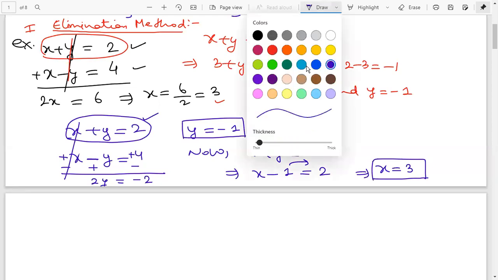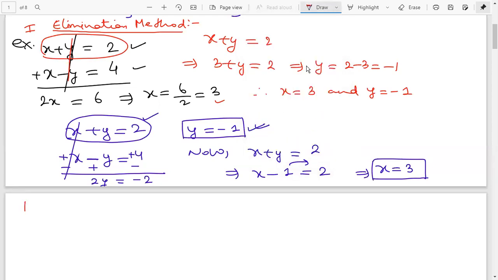Now we see the second method of solving this. For every problem, all the methods we can apply. So the elimination method also we can apply for any question. For this particular question, we are now going through all the methods. The second one we have is the substitution method of solving a pair of linear equations.